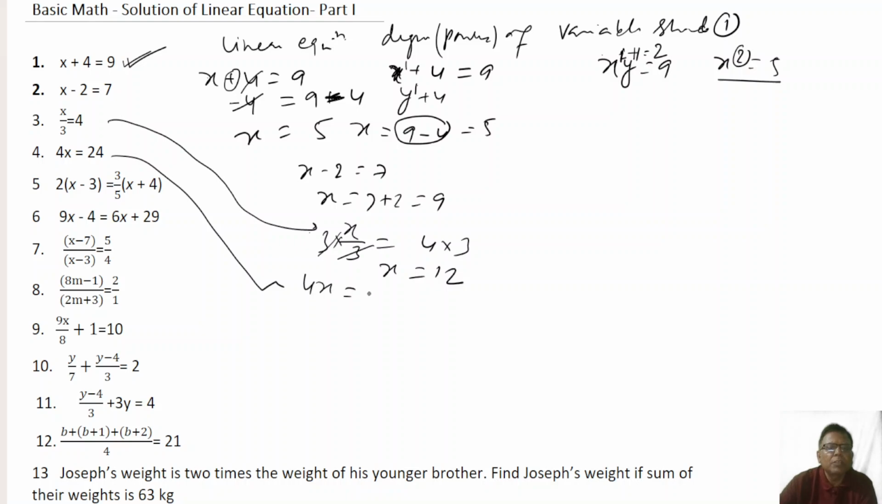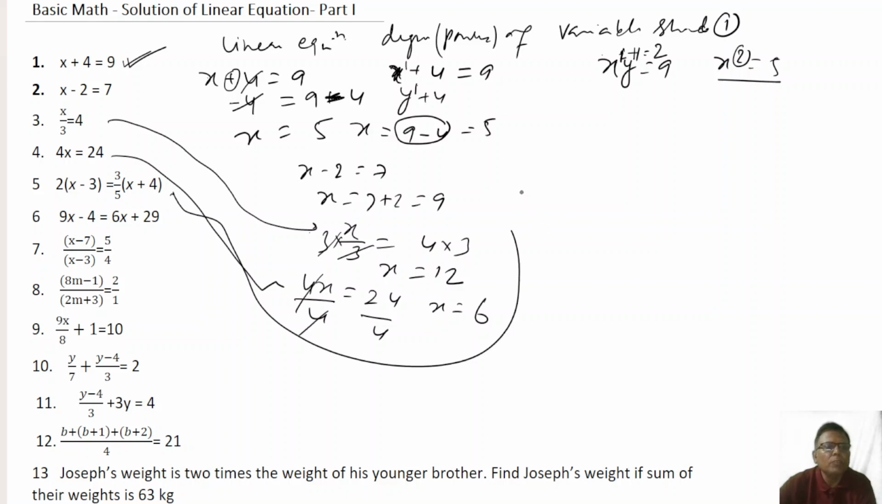4x is equal to 24. So divide by 4 on both sides. 4, 4 get cancelled. Then x is equal to 6. Now come to this question. How will you solve this question?